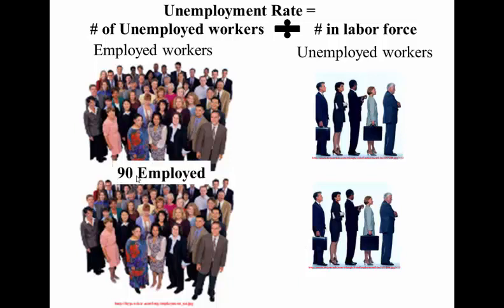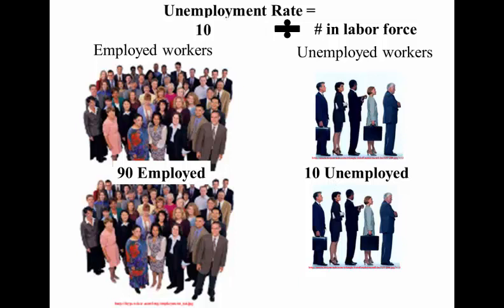Let's say that there are 90 employed and that there are 10 unemployed workers. If you plug these numbers then into the formula above, you would get the number of unemployed is 10. The number of people in the civilian labor force is 100 because it's the employed plus the unemployed, and you'd get an unemployment rate of 10%.